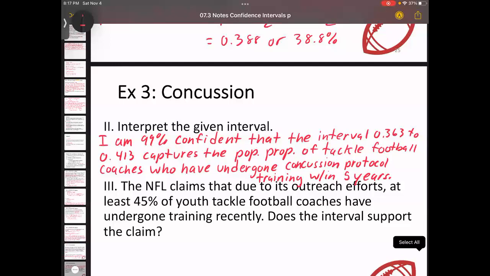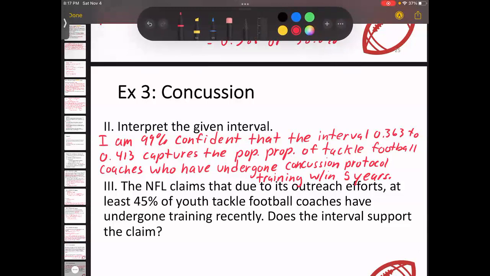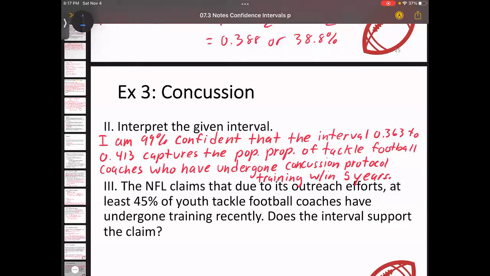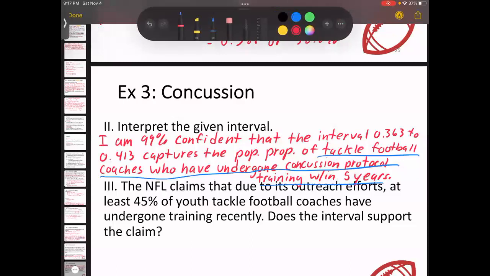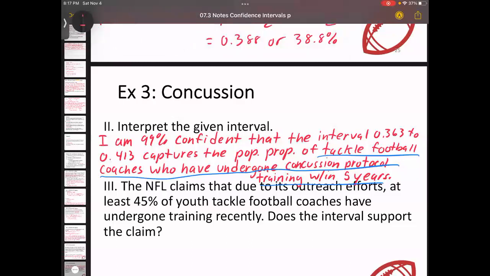That's just saying that we're 99% confident that this interval they gave us captures the true population proportion. And again, this right here, tackle football coaches who have undergone concussion protocol training within 5 years, that's the parameter of context. That's the thing we're interested in learning about. Okay.